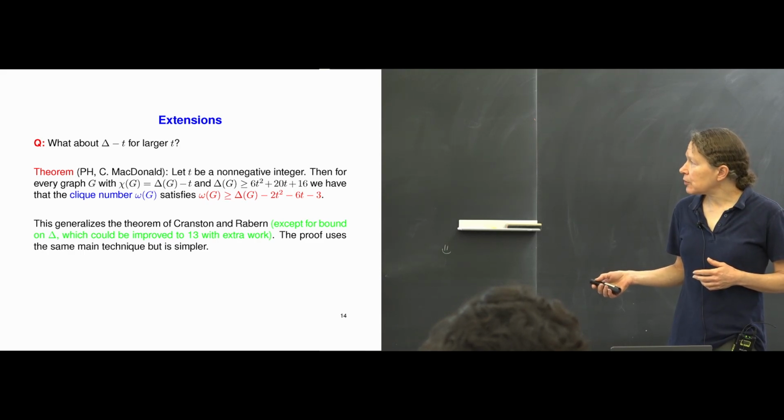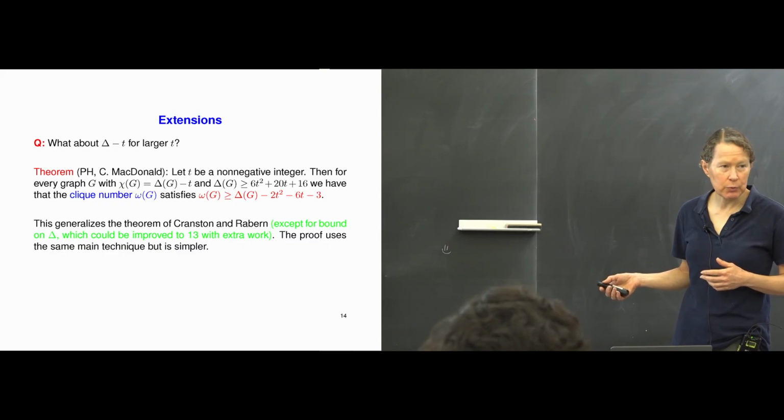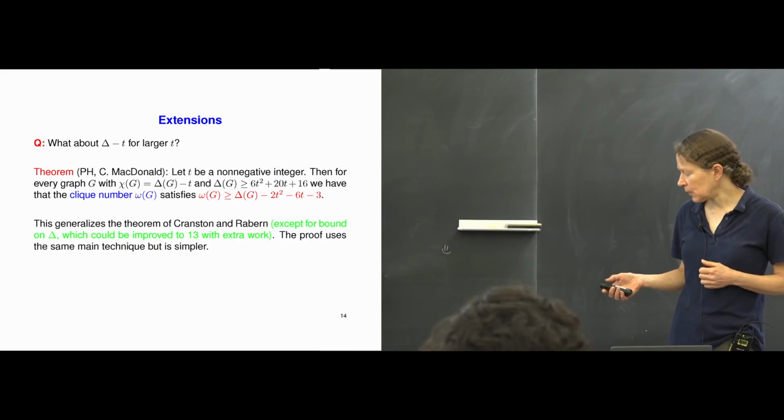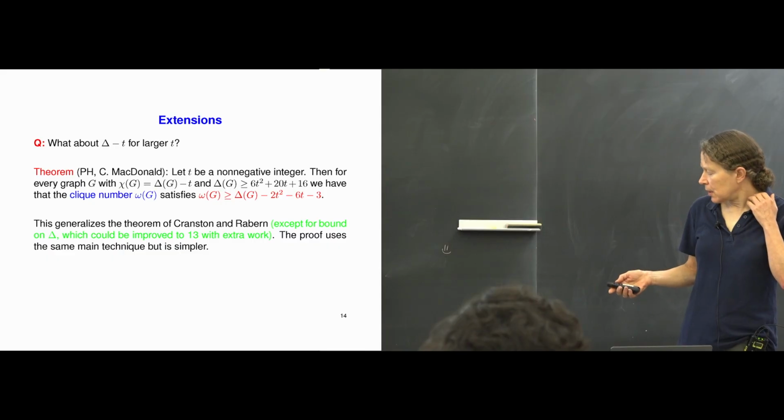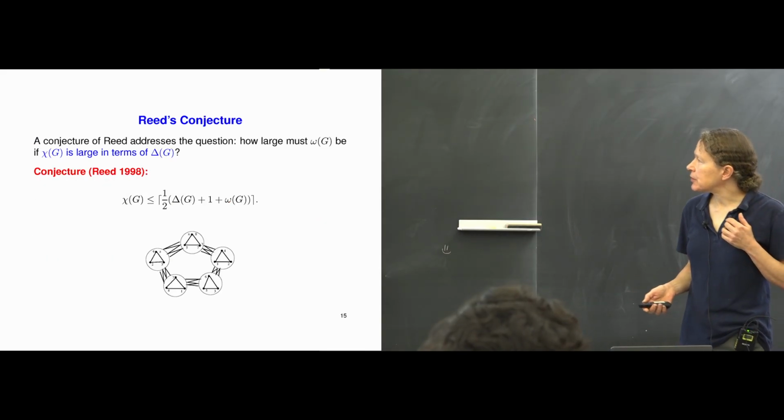Right, so the Cranston and Rayburn result is this when t is 0. It says delta minus 3 is the clique size when you have a chromatic number which is really delta. Okay, right, so that's an extension.